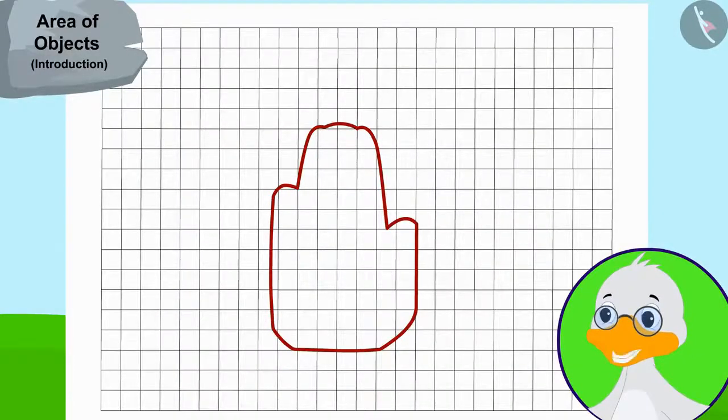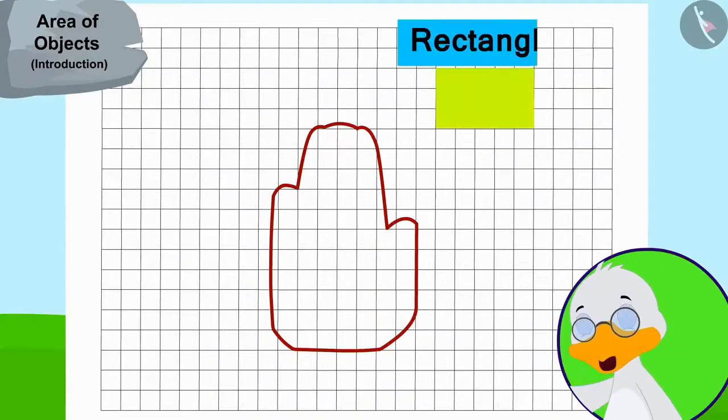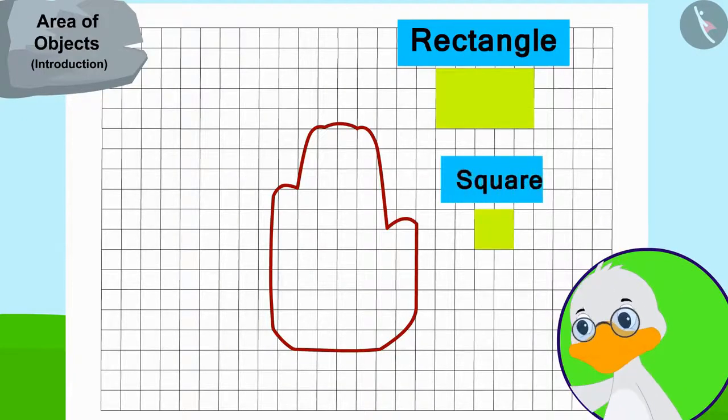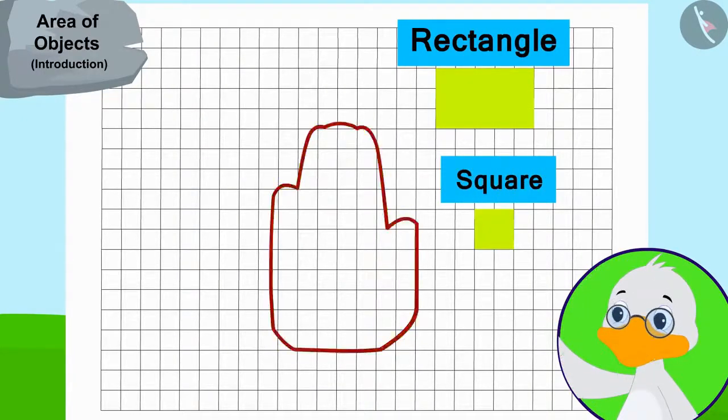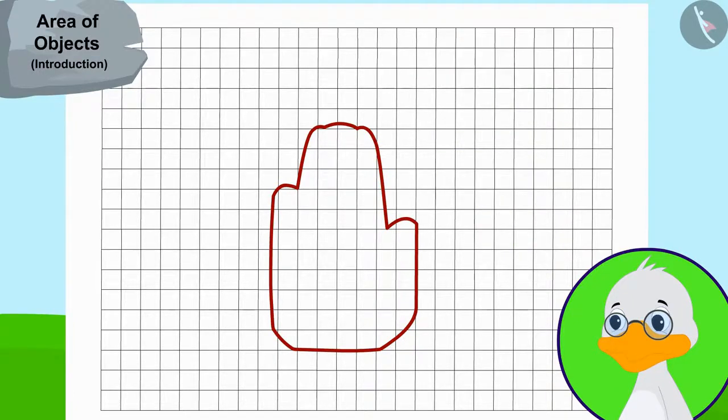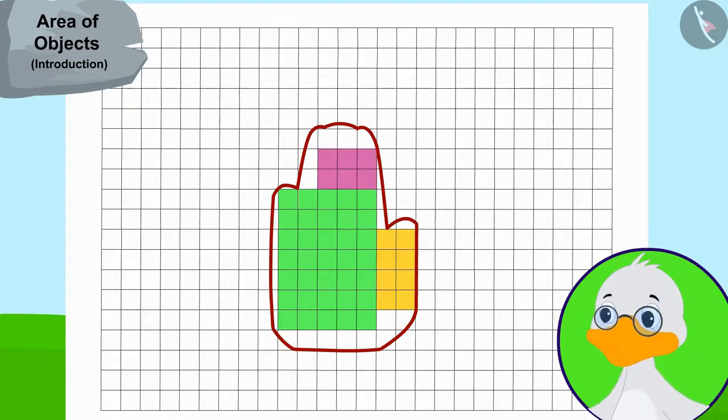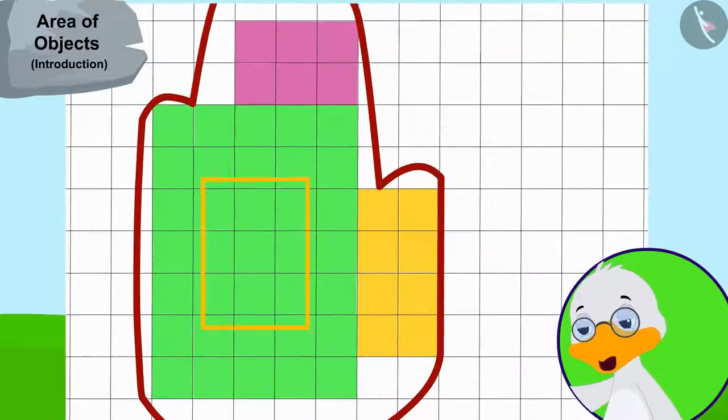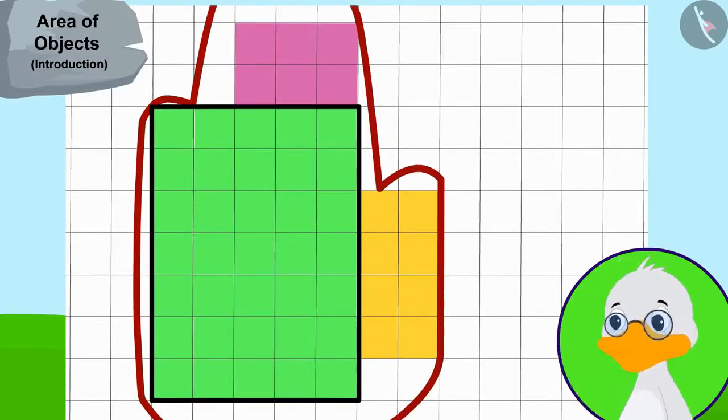Let me first draw as many rectangles and squares as I can in this shape. Saying this, Uncle made 3 rectangles in this way in Bunny's hand impression. Now, I will first find the area of this rectangle.